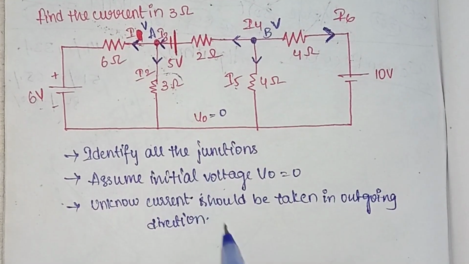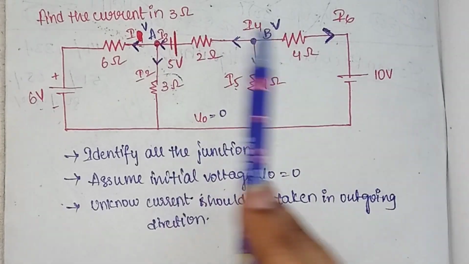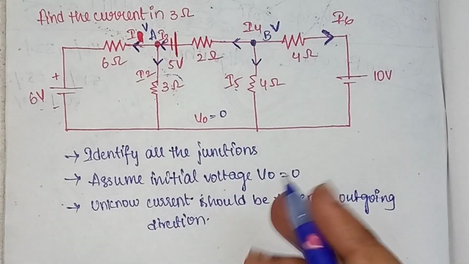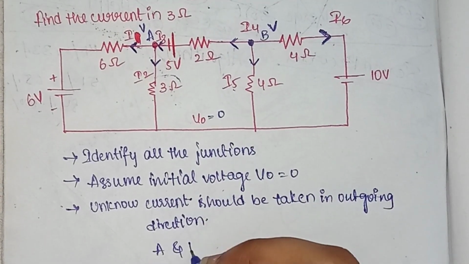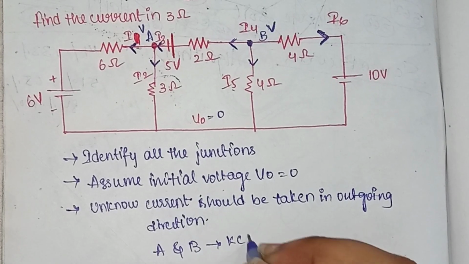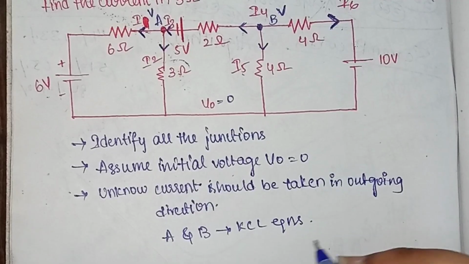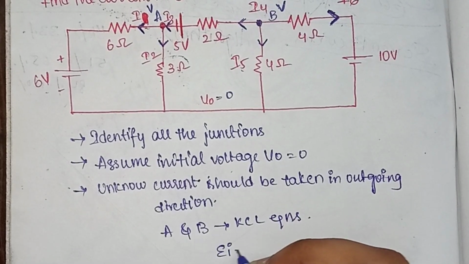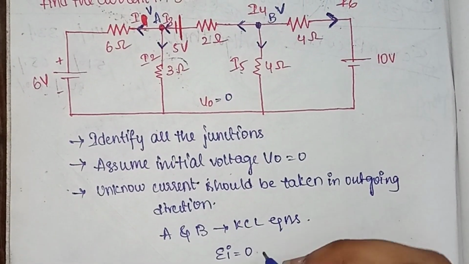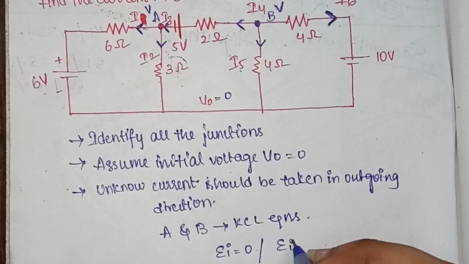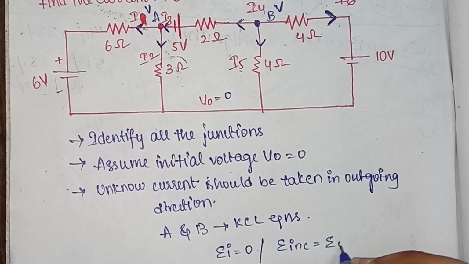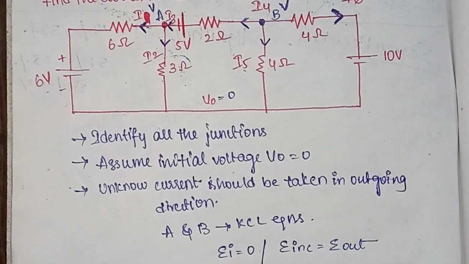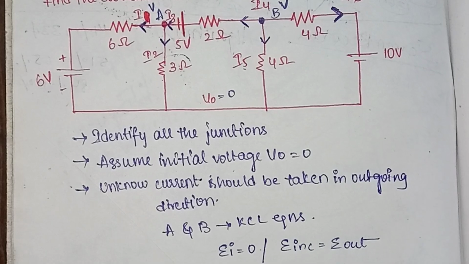Now what we need to do is apply KCL at each and every junction. So we are having 2 junctions A and B, for which we need to find the KCL equations. Now what is KCL? Sum of currents in the circuit is equal to 0, or sum of incoming currents should be equal to sum of outgoing currents. Either of these two can be followed.